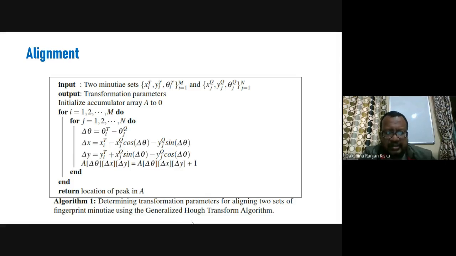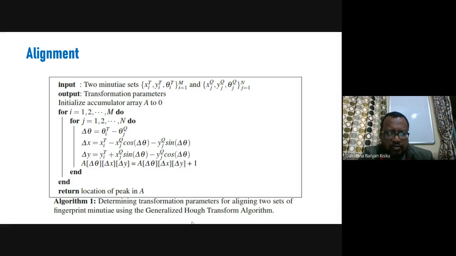All that has been discussed in this algorithm. Here you can see the algorithm. In the input, we are taking two minutiae sets. Okay, so in the first minutiae set, we have m number of minutiae points. In the second minutiae set, we have n number of minutiae points. Here every minutiae point in the first set is represented by i, and the minutiae point in the second set is represented by j. So i varies from 1 to m, j varies from 1 to n.